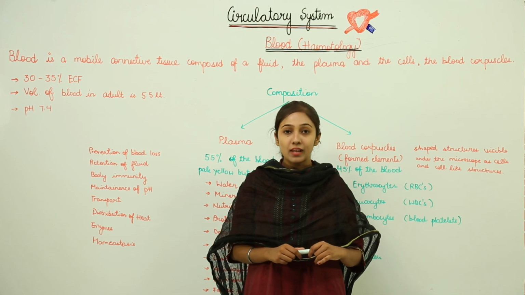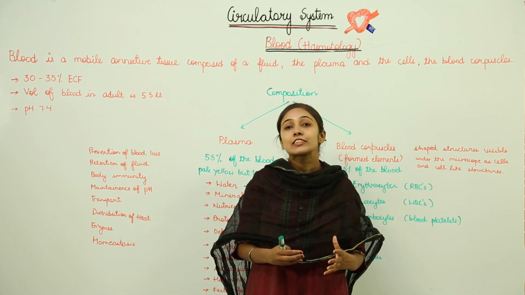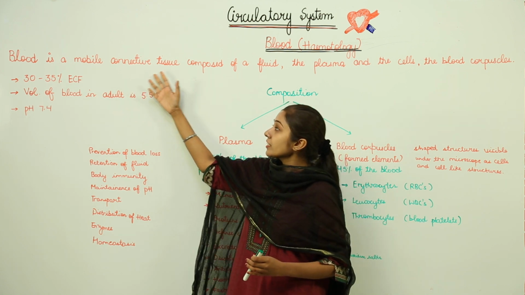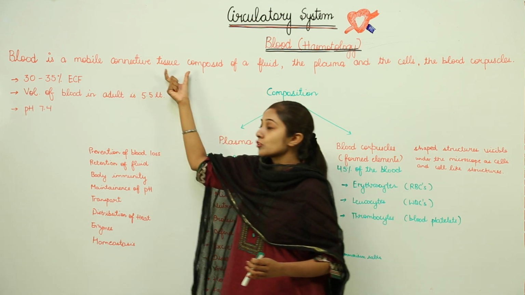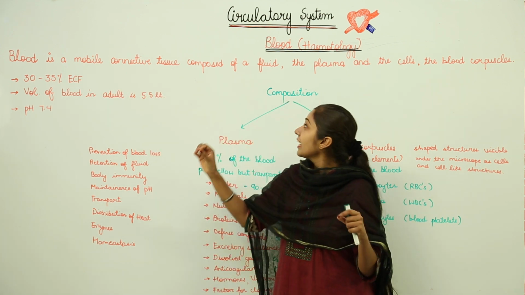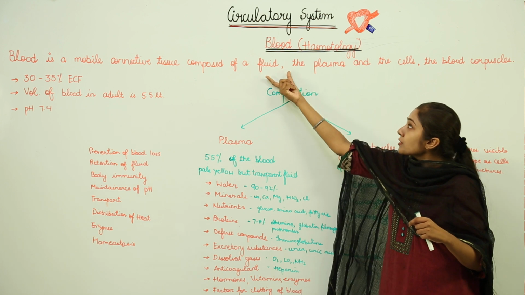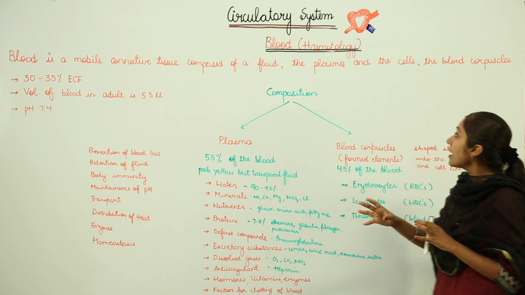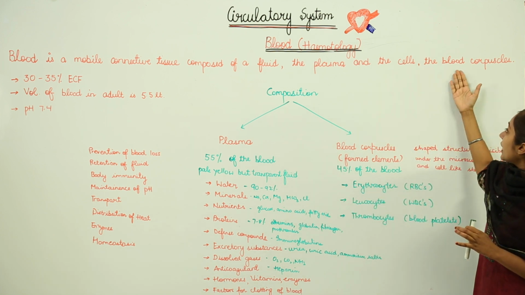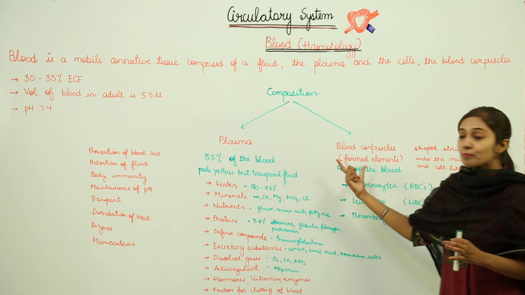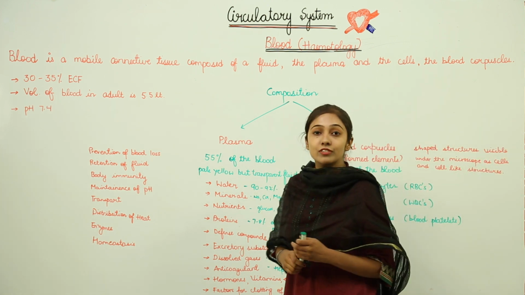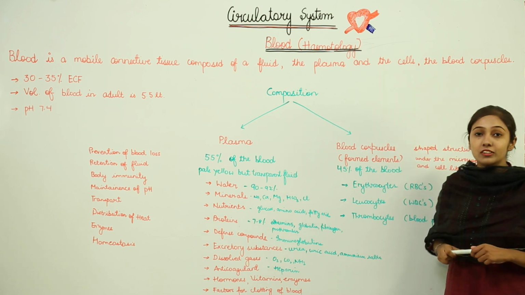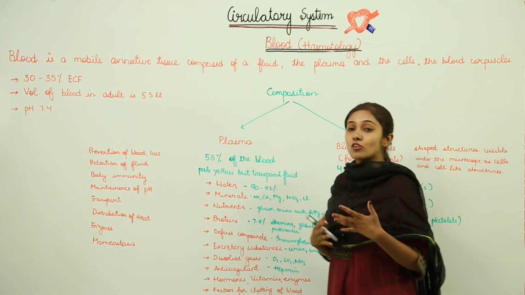Now let's start with blood. Well, blood is actually a fluid connective tissue, right? It's a fluid connective tissue, or you can say a mobile connective tissue, because it's constantly moving, which is composed of a fluid. That is what? The plasma. The fluid is the plasma part, and the cells, which are the blood corpuscles, right? So blood is a mobile connective tissue composed of the fluid, that is the plasma, and the cells, that is the blood corpuscles.